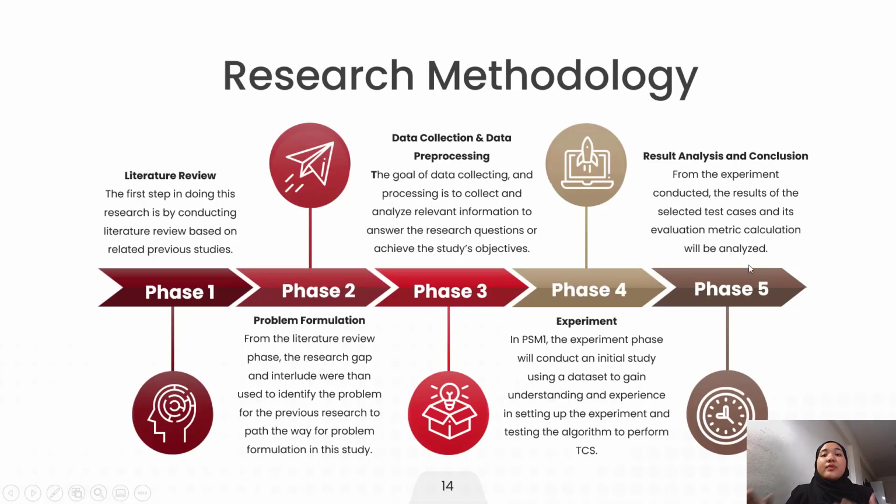Next, we're moving on to the research methodology. There are going to be 5 phases of research in my research methodology. The first one is the literature review. The first step in doing this research is conducting a literature review based on related previous studies. Number 2 would be the problem formulation. From the literature review phase, the research gap and limitations of the previous research were used to identify the problem, to pave the way for problem formulation in this study.